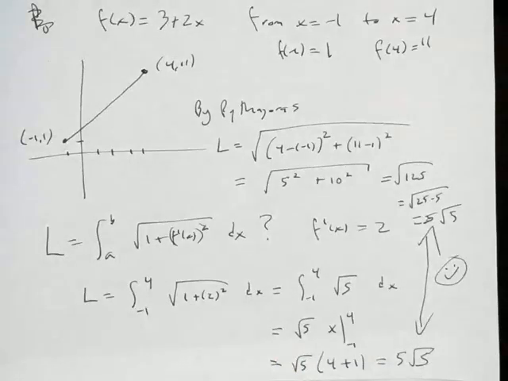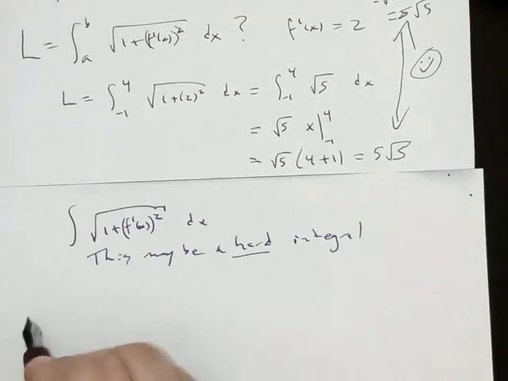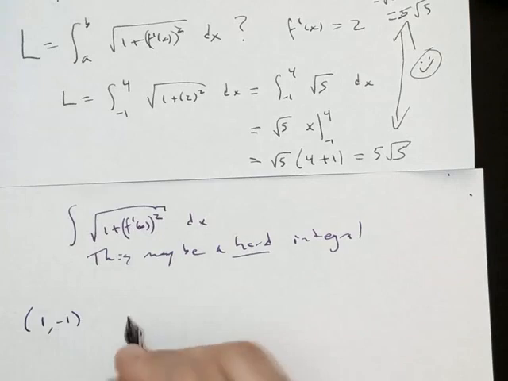I'm going to draw you a different picture, a hugely different picture. I'm going to say, let's look at the point 1, negative 1, and the point 11, 4.